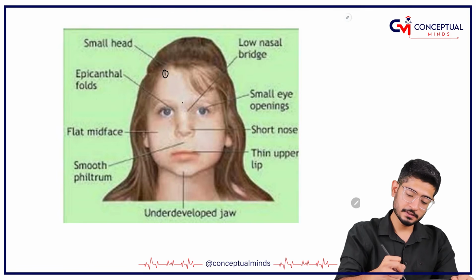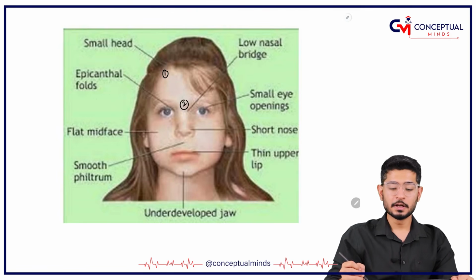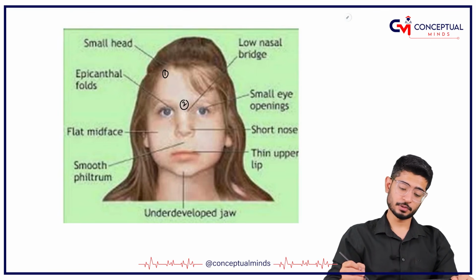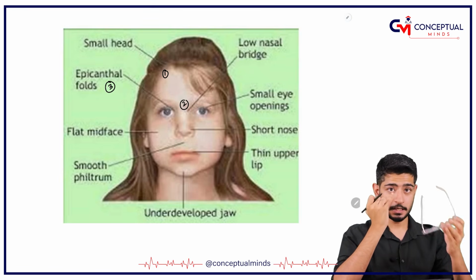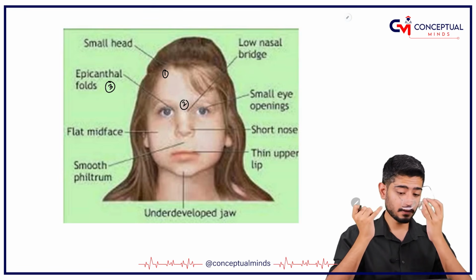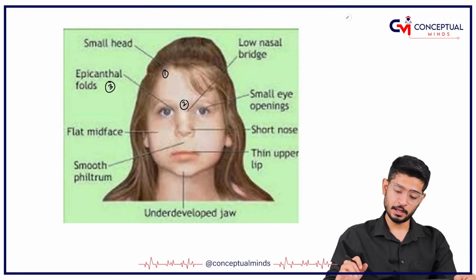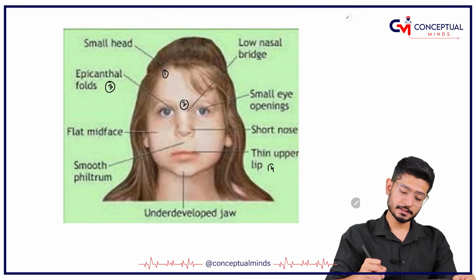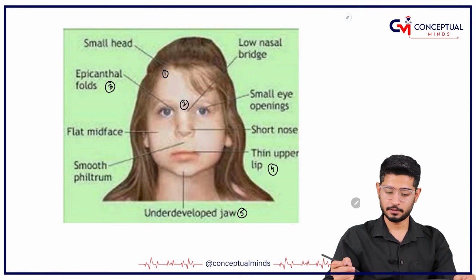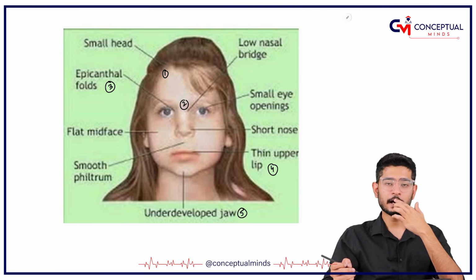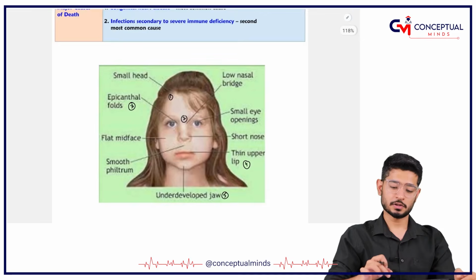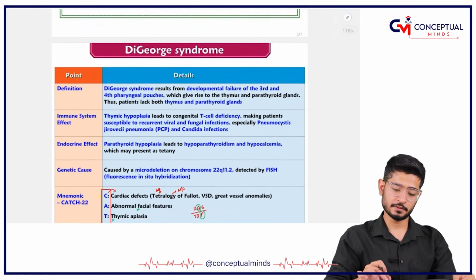After the head, what is next? This is the nose. So there is a low nasal bridge. Then epicanthal folds. Near this is the canthus, so there are epicanthal folds. Then the upper lip is thin and the jaw is underdeveloped. These are the 4-5 things you have to remember. See, the head is small, the nose is flat, there is an epicanthal fold, the upper lip is small, and the jaw is also underdeveloped. These are the facial features.